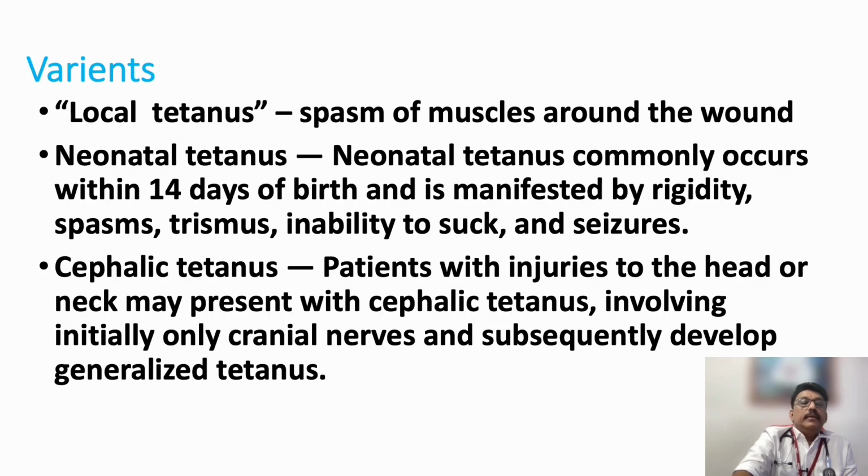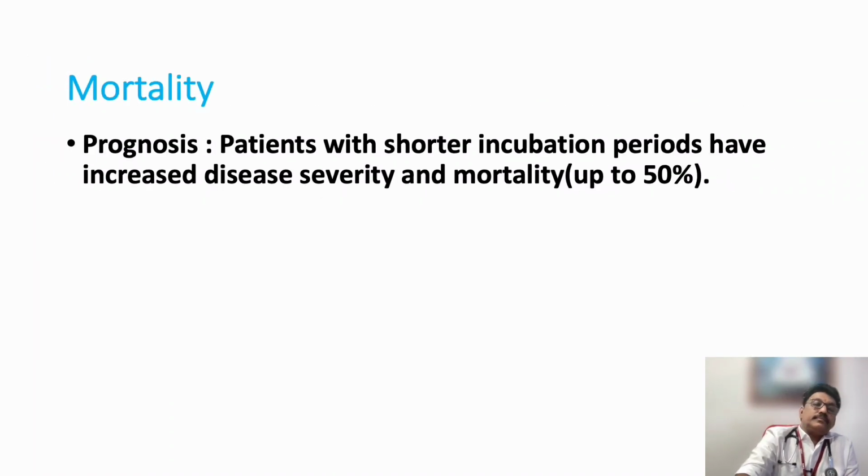There are variants of tetanus like local tetanus, spasm of muscles around the wound. Neonatal tetanus commonly occurs within 14 days of birth and manifests by rigidity, spasm, trismus, inability to suck, seizures. Cephalic tetanus, patients with injuries to the head or neck may present with cephalic tetanus involving initially only cranial nerves and subsequently develop generalized tetanus. Now, mortality rate in tetanus is very, very high. Patients with shorter incubation period have high mortality, up to 50%.